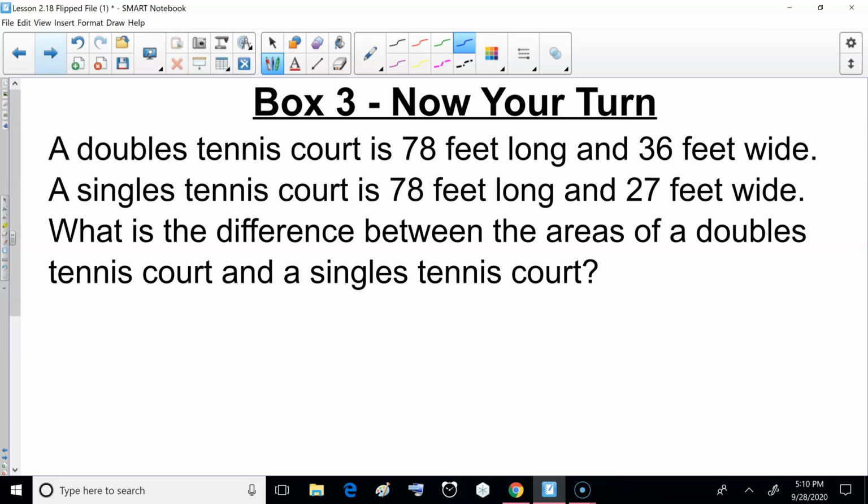And a word problem for you. A doubles tennis court is 78 feet long and 36 feet wide. A singles tennis court is 78 feet long and 27 feet wide. What is the difference between the areas of a doubles tennis court and a singles tennis court? So it sounds like there might be some hidden questions you might need to find first before you answer this one. So I'd read the problem again, pause the video, draw it out if you have to, and do your best work. Good luck.